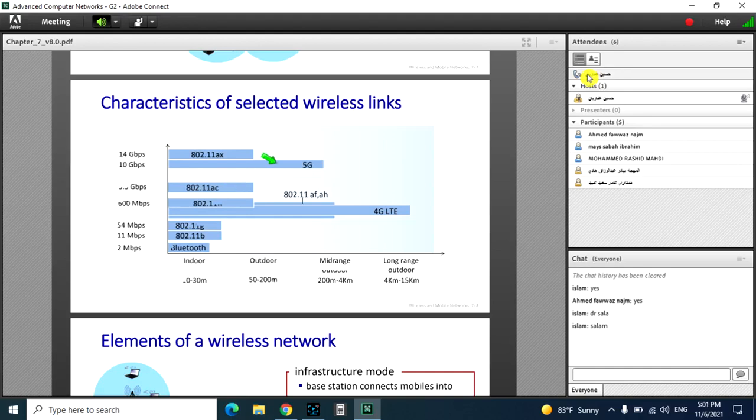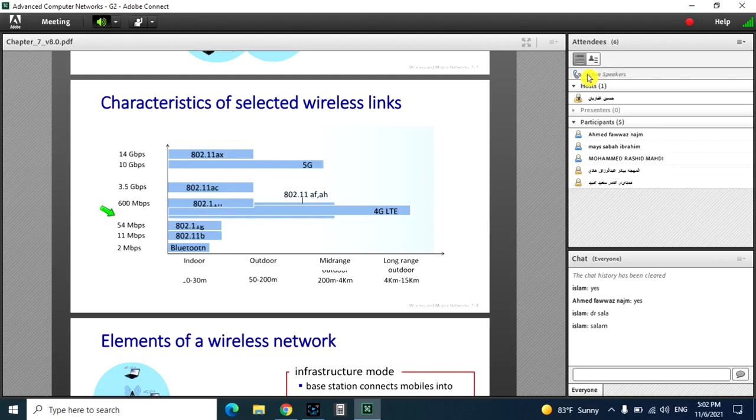In 5G, the communication range is about 4 kilometers, and in 4G, this communication range is more than 4 kilometers, maybe 15 kilometers or more. But here you can see, for example, the Bluetooth technology has only 2 megabit per second, but in 5G technology, we can see the speed or the transmission rate is 10 gigabit per second. Or in LTE, the transmission rate is near to, for example, 400 or 500 megabit per second, something like that. Okay.